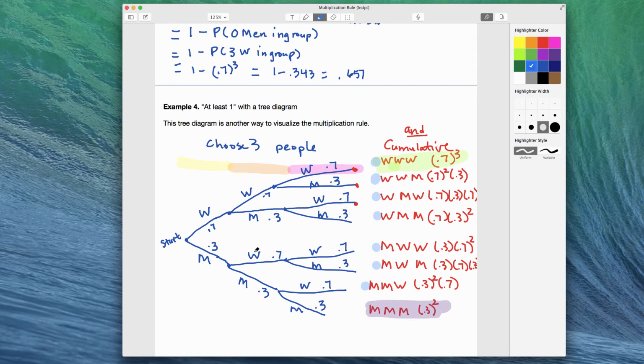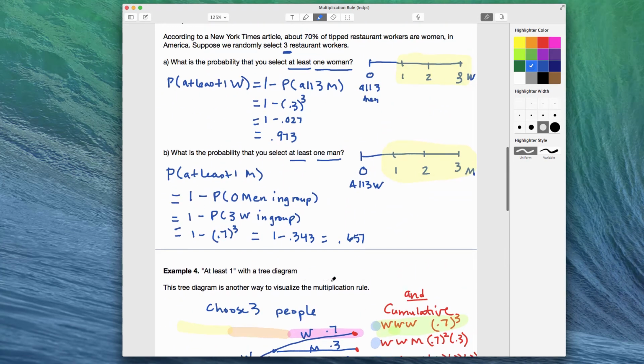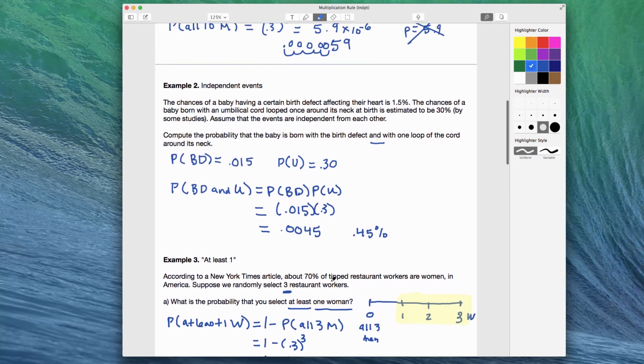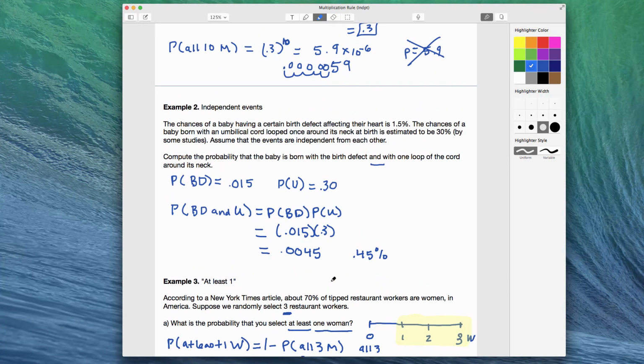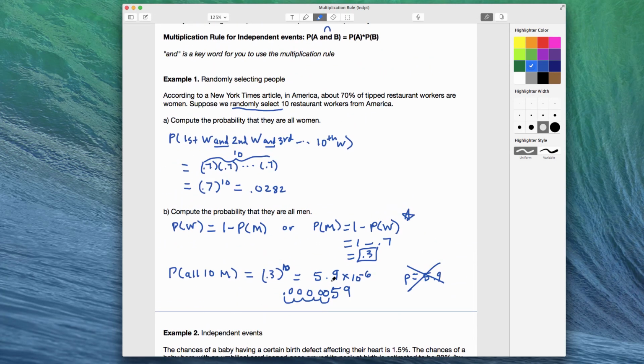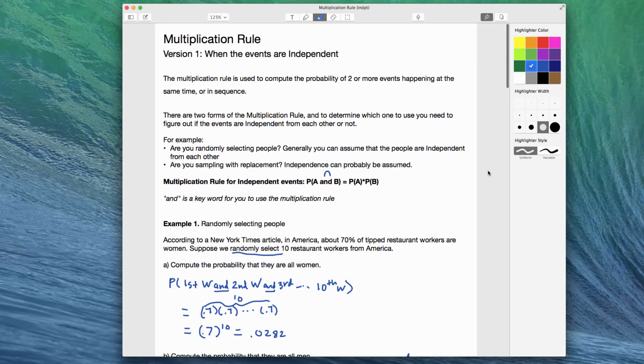So there we go. How to use a tree diagram to use the multiplication rule. We've looked at some at least one problems. We've looked at 2 independent events and found the probability of having both of them occur at the same time. And then the first one, randomly selecting people, where we get to assume that the people are independent from one another.